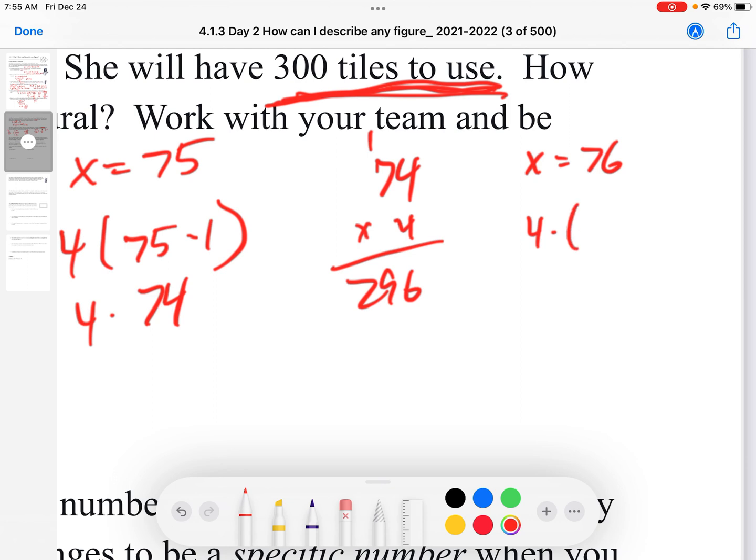4 times 76 minus 1. 4 times 76 minus 1, Mr. Crone. Okay. 75, 4 times 75 we already knew was 300. So we start to figure out methods that make it a little bit quicker, right?